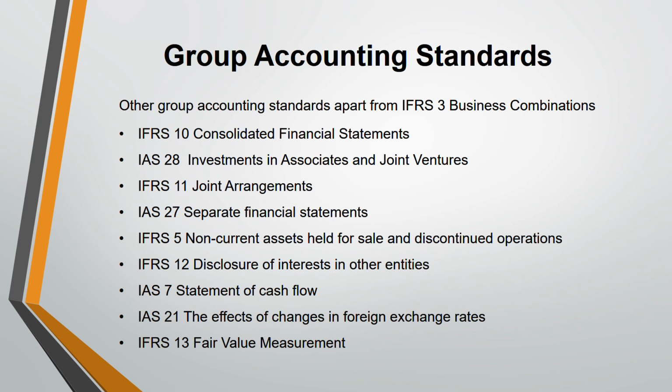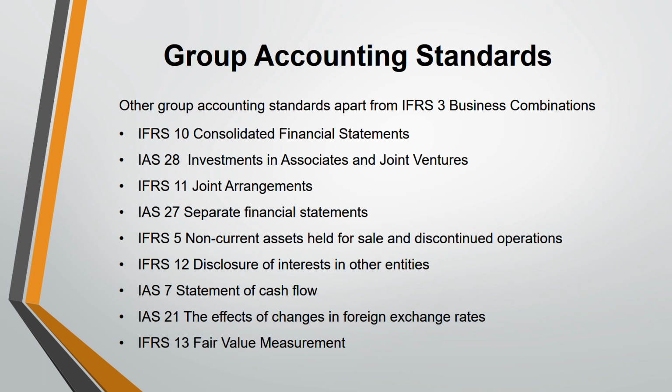IFRS 12, disclosure of interests in other entities. Whether we have a subsidiary, associate, joint venture, or financial instrument, we have to disclose it. Okay. IAS 7, statement of cash flows. It is under group accounting when it is a group statement of cash flows. Subsidiaries have cash flows. How do you account for them? You are buying a subsidiary. What is the impact on the statement of cash flows? You are selling the subsidiary. What is the impact?